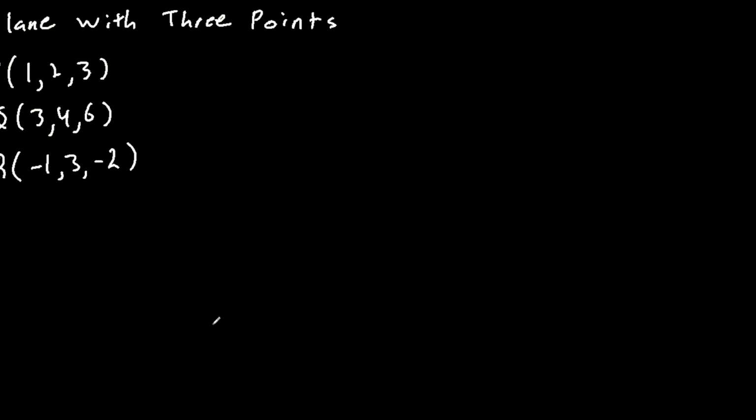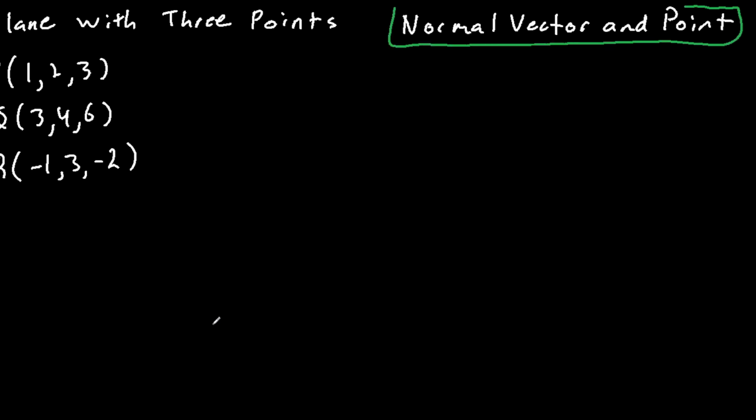But what do you do with these 3 points? Once you have these 3 points, let's start off. You need a normal vector to solve the equation of a plane. So you need a normal vector, and you need a point on the plane. These are the keys to find the equation of a plane. So how do you find the normal vector here?